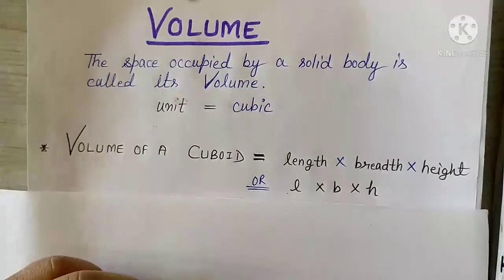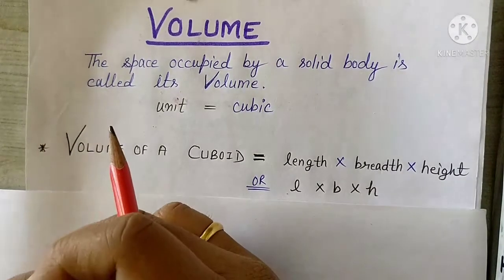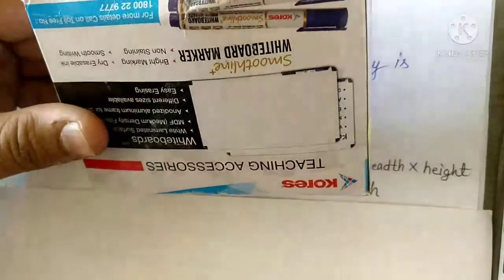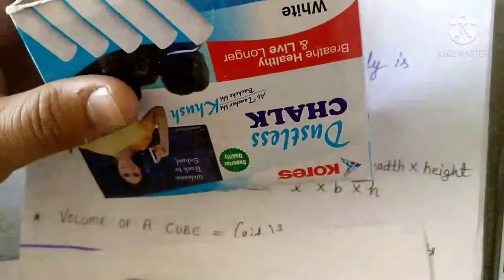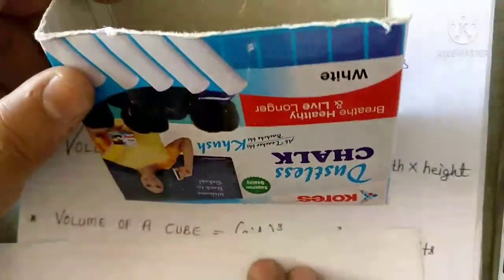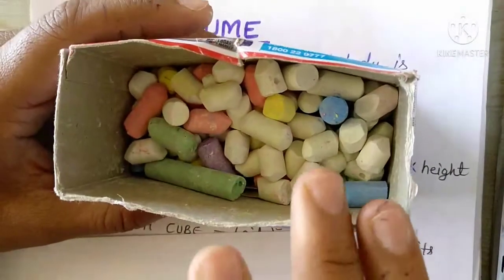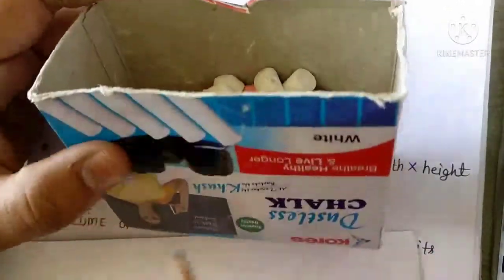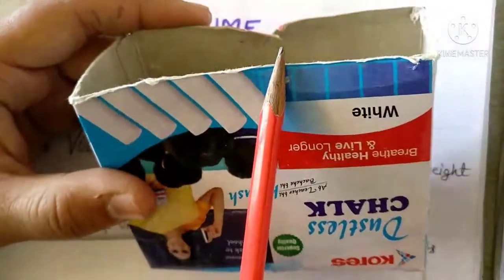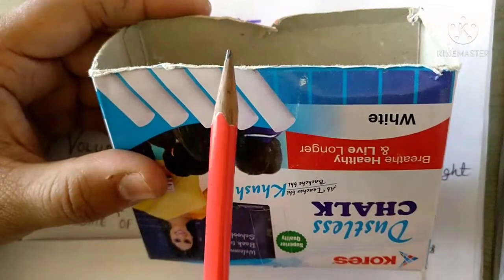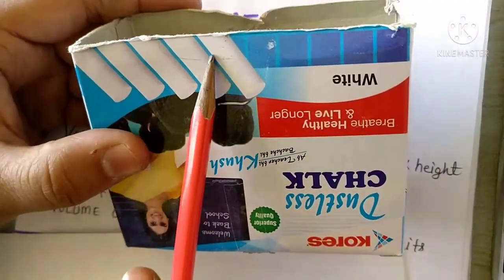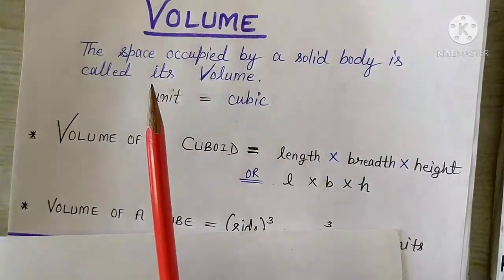So now students we will talk about volume. What is the meaning of volume? Volume means capacity. If I am talking about a cuboid, just check this chalkboard. This is chalk, you can say chalk container. If I check this chalk container, how much chalk can come in this? Suppose that 50 chalks can come in this chalk container. So I am talking about its capacity, and capacity means volume. So the volume of this chalk container is 50 chalks. In this way we can find out the capacity of anything.